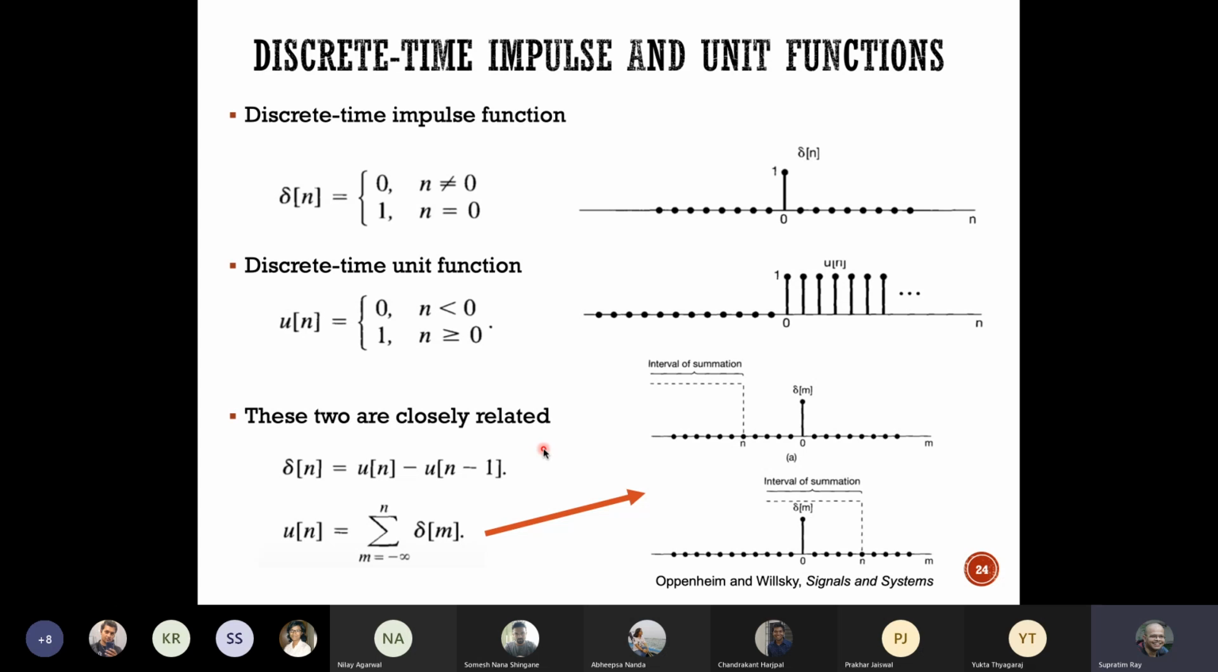So, is everybody okay with this, or do I need to repeat this? The delta function being here the subtraction of the unit function, and the unit function as an infinite sum of delta functions from minus infinity to this number n. Is this okay? Okay, I'll take silence as yes.